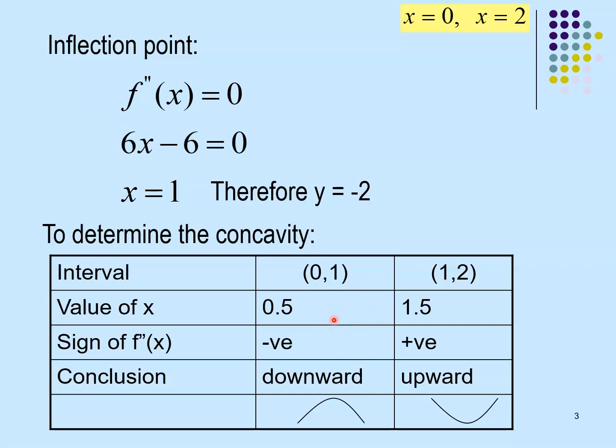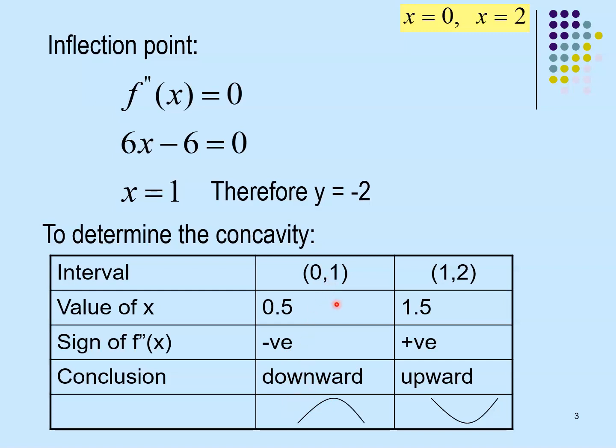You're going to have to substitute any value within each interval. Let's say I pick 0.5 for this one, because 0.5 is in between, or within, this range. And here I pick 1.5 because 1.5 is within this range. So now, when you have any random value here, you're going to substitute it into the f double prime, this one, since we're going to find the sign of f double prime x. When we substitute 0.5 into this function, 6x minus 6, you will get a negative value. And when you substitute 1.5 into the f double prime function, you will get a positive value, which means we can conclude that from here we have negative, which means that the concavity of the curve is downward.